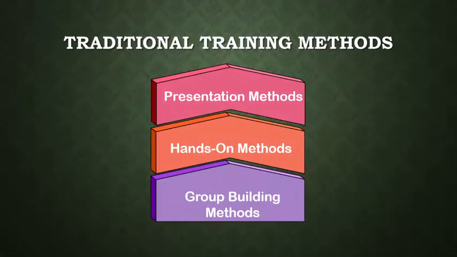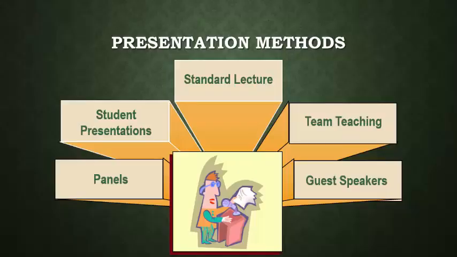The three different training methods we are going to be looking at are presentations, hands-on, and group building methods. Each is unique and has its own place within a training and development program. With the presentation method, the trainee is often a passive recipient of information. When you think of this approach, you think of your standard lecture where a trainer comes into a room and the audience sits there and listens to that individual talk about a specific topic.